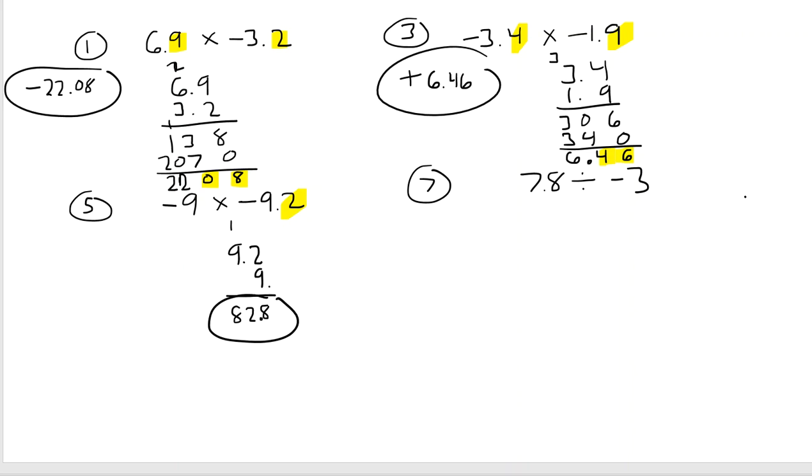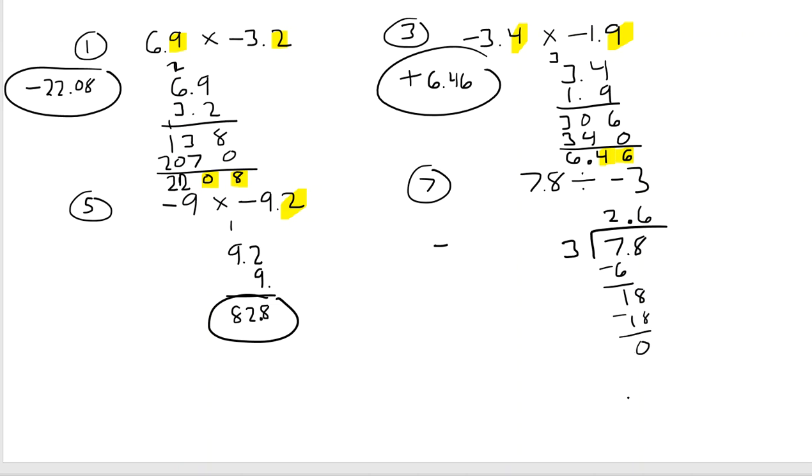Okay. The next one is a division problem. 7.8 divided by a negative 3. So a positive divided by a negative is going to give us a negative answer. We have to put the 7.8 in the box, and it's getting divided by the 3. Now when we divide decimals, this decimal is just going to go straight up, and then we just divide as if it's not there. So 3 goes into 7 2 times. 2 times 3 is 6. 7 minus 6 is 1. Bring down the 8. 3 goes into 18 6 times. 6 times 3 is 18.